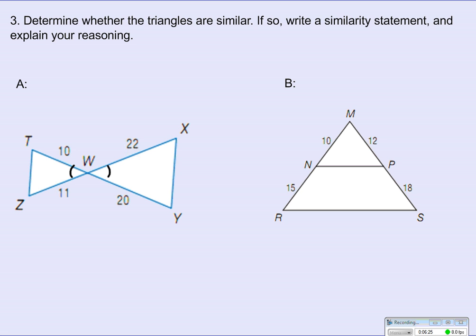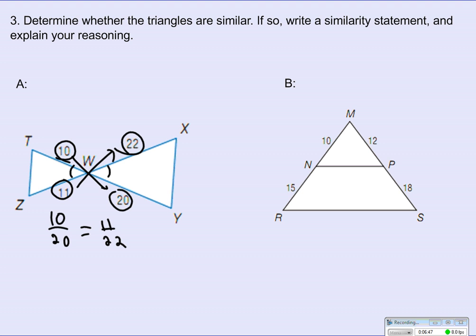They always are. Now, if I match up 10 and 22 and 11 and 20, that doesn't work. But if I go 10 to 20 and 11 to 22, that does work. It's like I took the triangle and twisted it and made it smaller. So 10 over 20 works, and 11 over 22, those are going to be equal. Also, these angles are going to be equal.